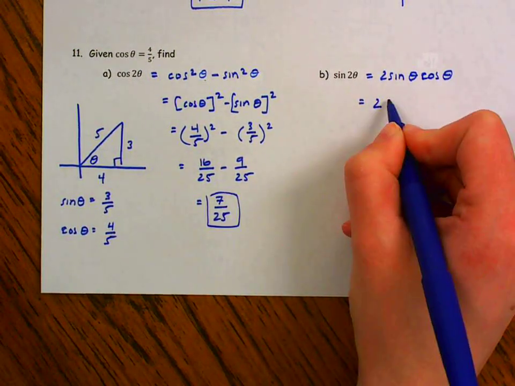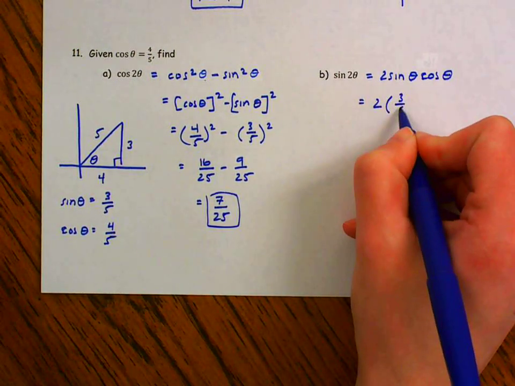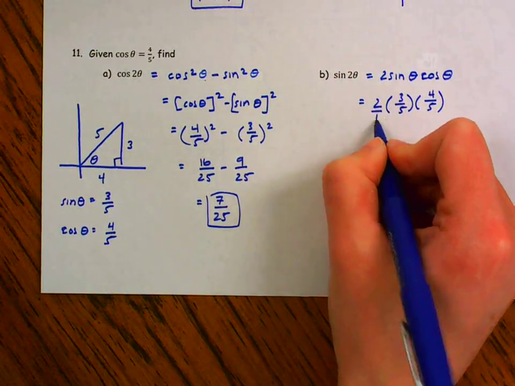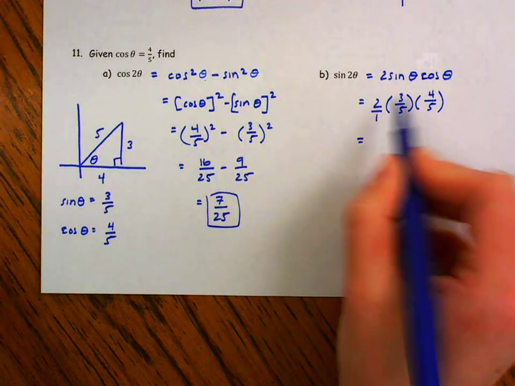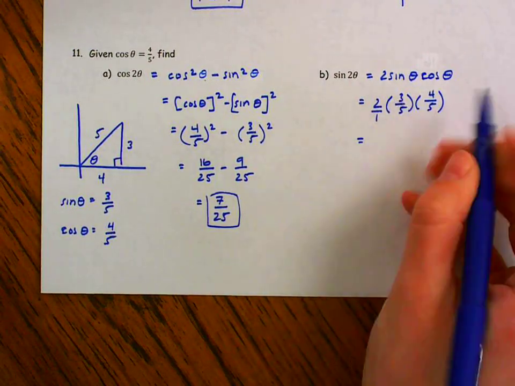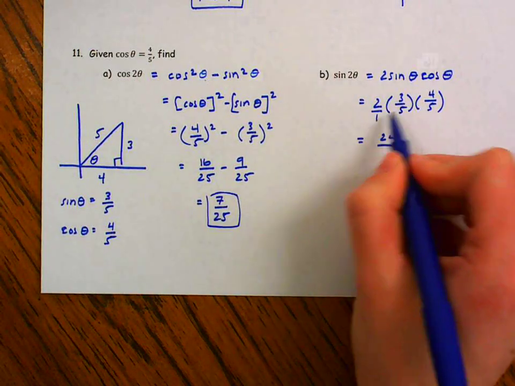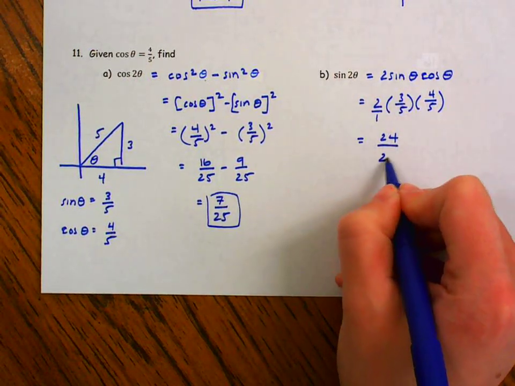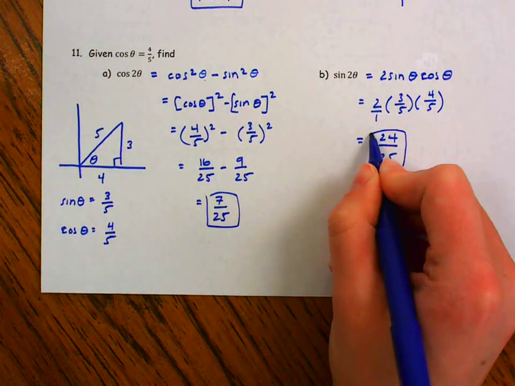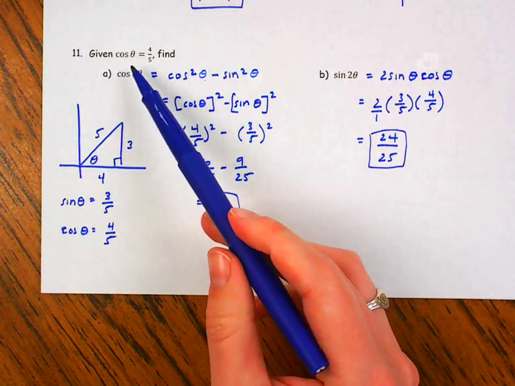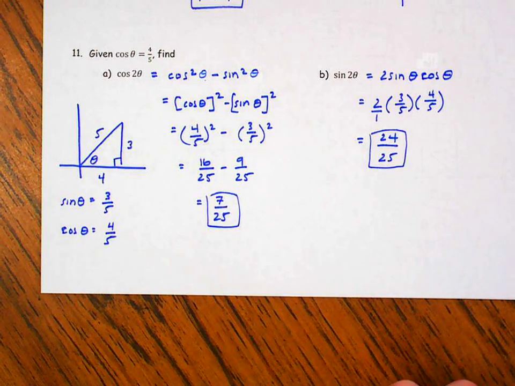Over here, we need 2 sine theta, that's 3/5, times cosine theta, that's 4/5. If it helps you, remember this is 2 over 1. 2 times 3 is 6. 6 times 4 is 24. And 1 times 5 is 25. So if you see double angle stuff, just make sure that you go through and use the formulas, and draw a picture to get any information you need.